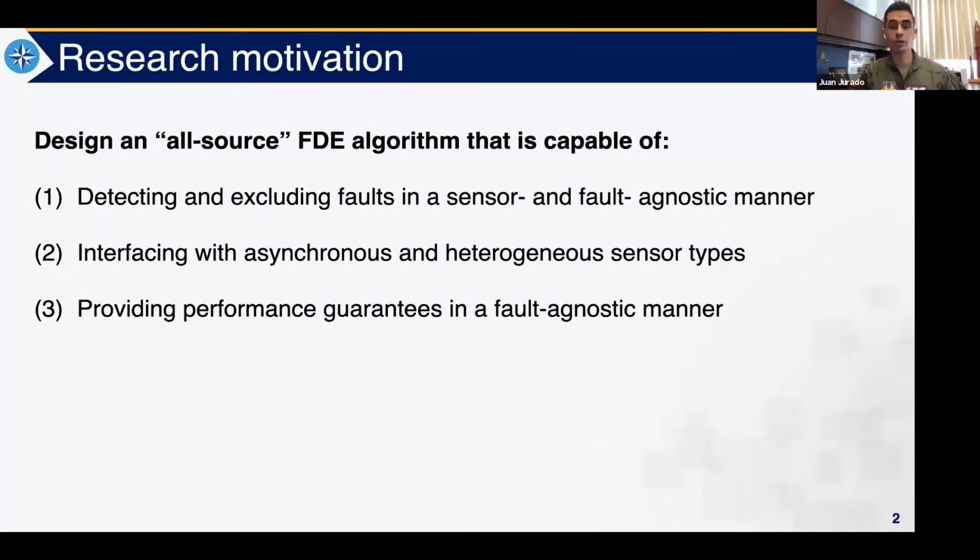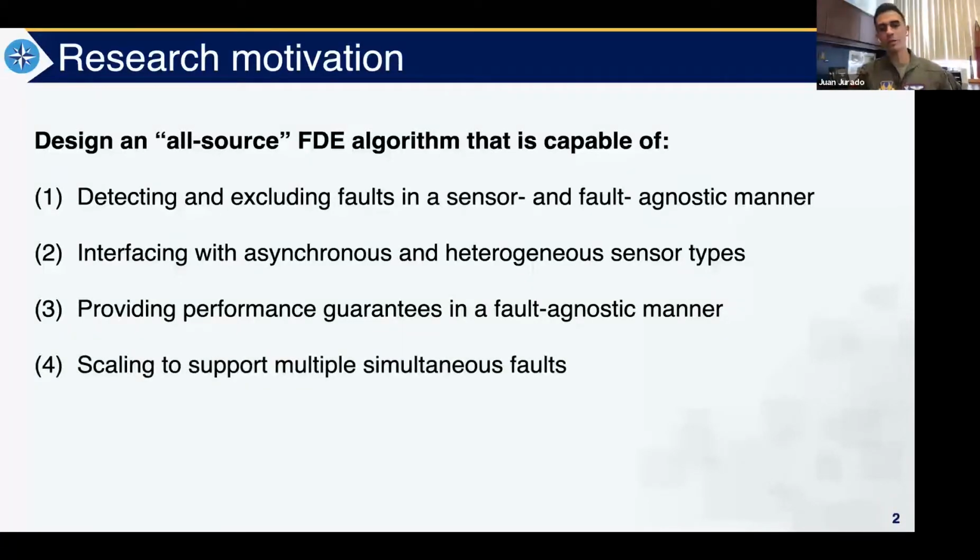We wanted to shy away from making any assumptions about what the fault-present condition or the fault-present test statistic looks like. So how do we still provide any type of guarantees when we don't assume a probability of misdetect? And then something that could scale to not just one sensor failing at a time, but maybe 2 or 3 or 4 sensors failing simultaneously, which has also been done in the literature.